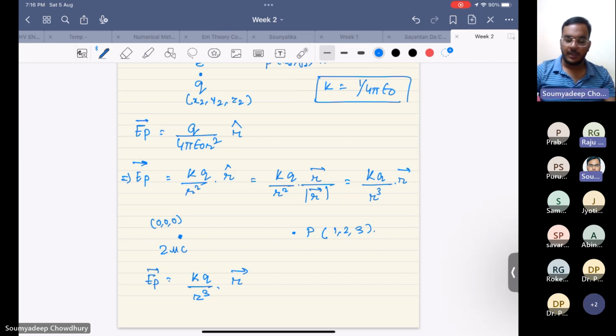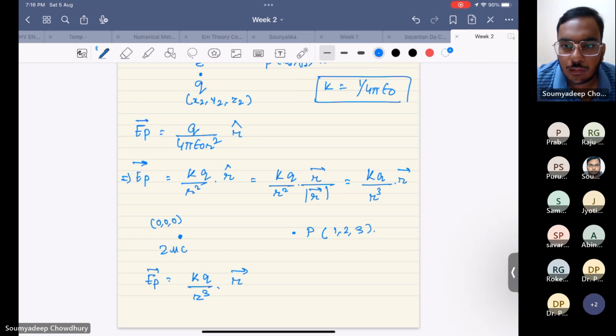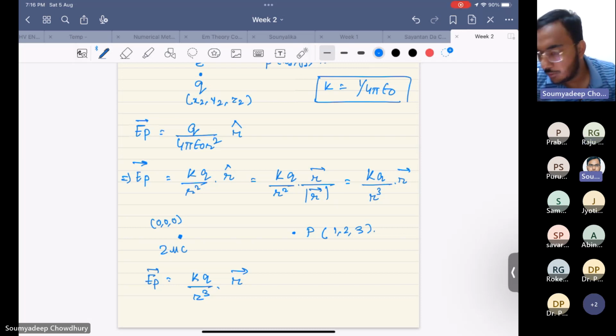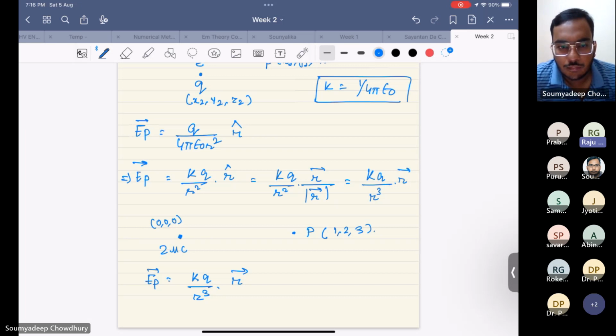Okay. Because R is the unit vector, the magnitude may be unity, but the direction is there. How will the magnitude be unity? The distance between 0, 0, 0 and 1, 2, 3 will be R. You have taken the R out, therefore the magnitude is removed. Now only the unit vector remains, which means the magnitude is 1, but the direction is there. The direction is in the 3 coordinates we have to make it.